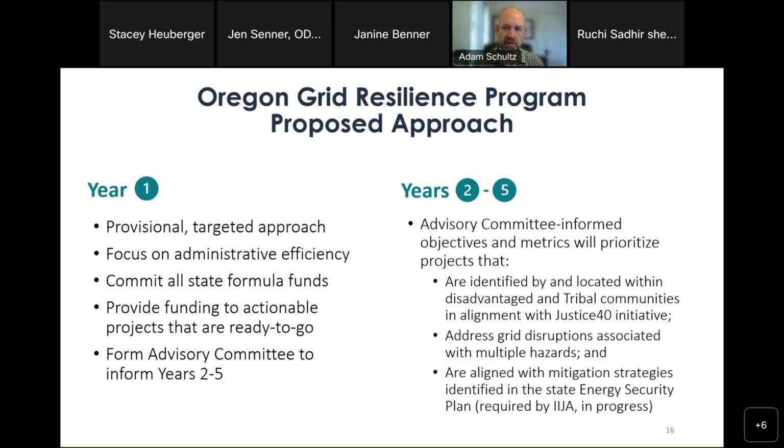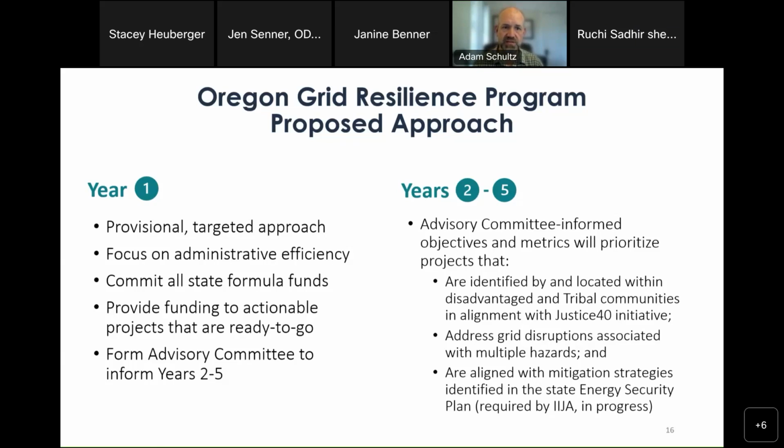So for year one, we're really looking at a provisional approach. What we're proposing for the first year of the 5-year program should be thought of as provisional and targeted. Why? We have a short timeline to stand this program up and get an application to US DOE by September 30th. So again, thank you for your contribution so far, and again today, and in written comments you may submit for helping contribute to this.